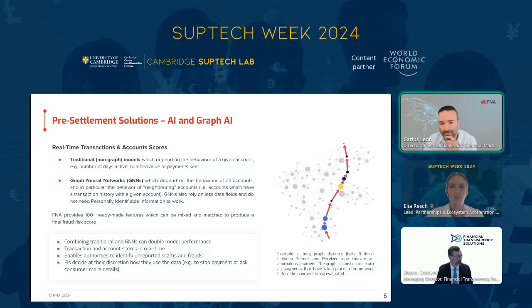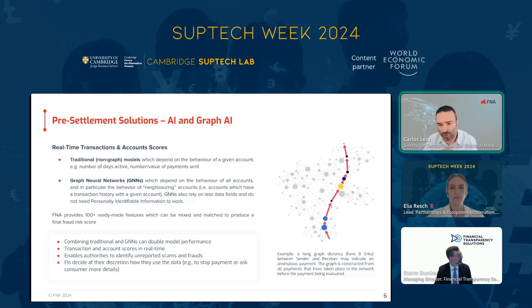So for the pre-settlement, what we do is take into account the entire network of payments, using graph or network analytics and AI to try to understand which transactions or which nodes in that network of payments are most likely mules or fraudsters trying to trick someone into doing something they don't want. So that's part of our solution.